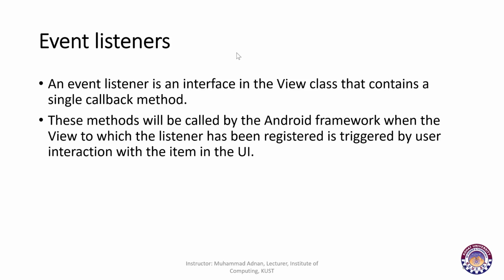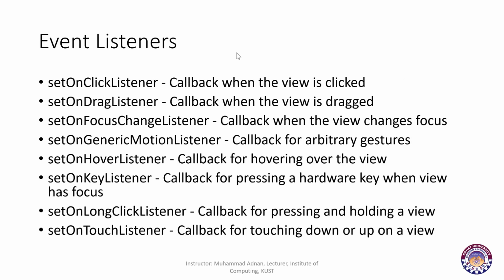So once again, these methods will be called by the Android framework when the view to which the listener has been registered is triggered by user interaction with the item in the UI. So here are some examples of event listeners. So we have set on click listener, a callback when a view is clicked. So when you click a button, this callback method will be called. And then we have set on drag listener. It's a callback when a view is dragged.